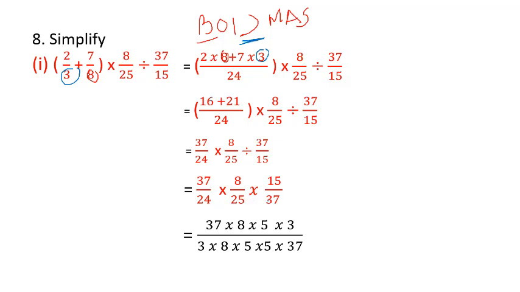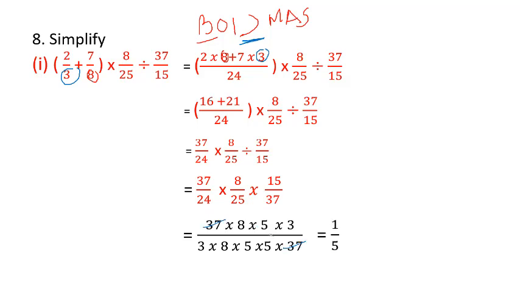Now either you can directly solve it from here, but I have broken the factors of all. 37 into 8 into 5 into 3 is 15. For 24, I have broken the factors to 3 into 8, 5 into 5 is 25, and 37 as it is. So here I get 1 by 5.